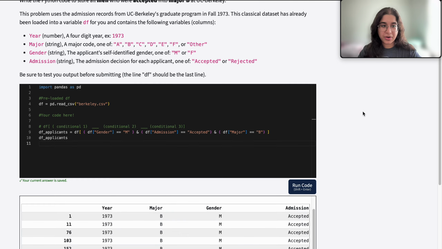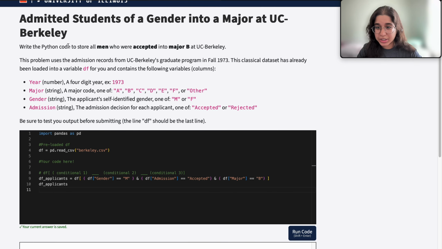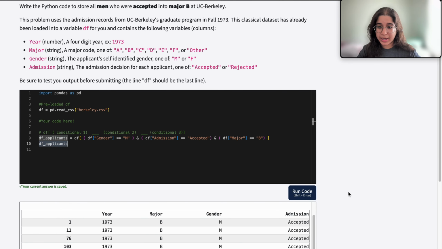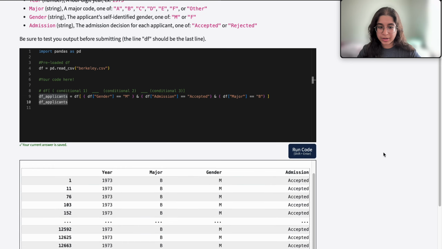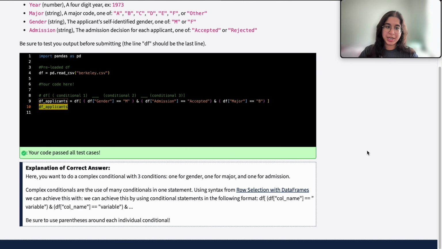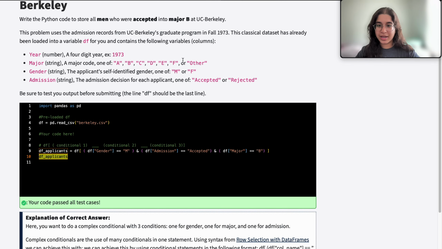So I think that's all this question says, right? It just says to store all these males who were accepted in major B into a new data frame and to output that. And when I go ahead and submit it, well, that's correct because we essentially followed whatever the question said. And if you guys have any questions, please let me know.